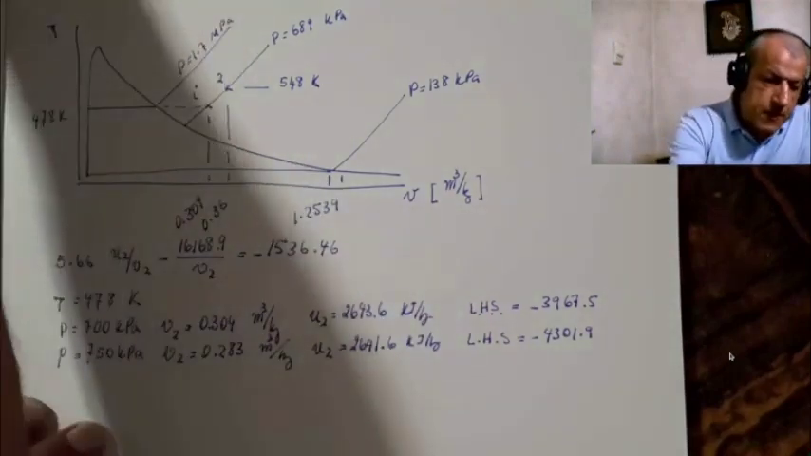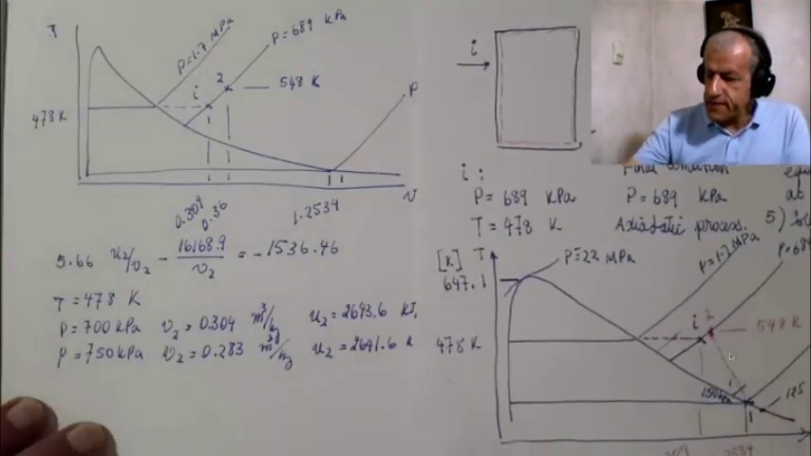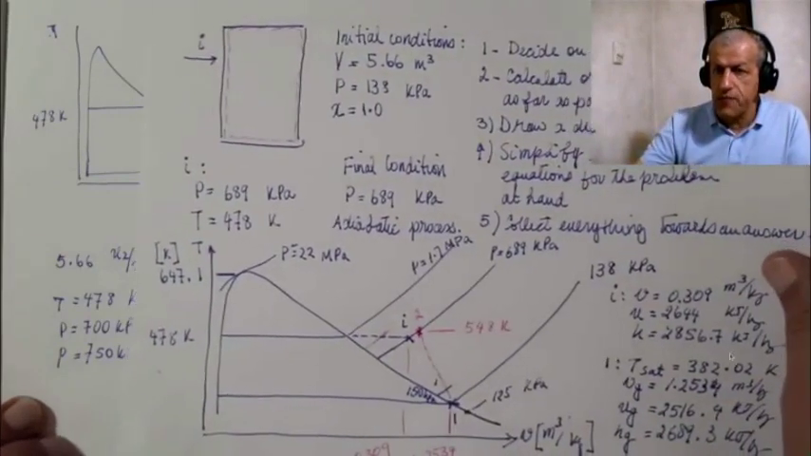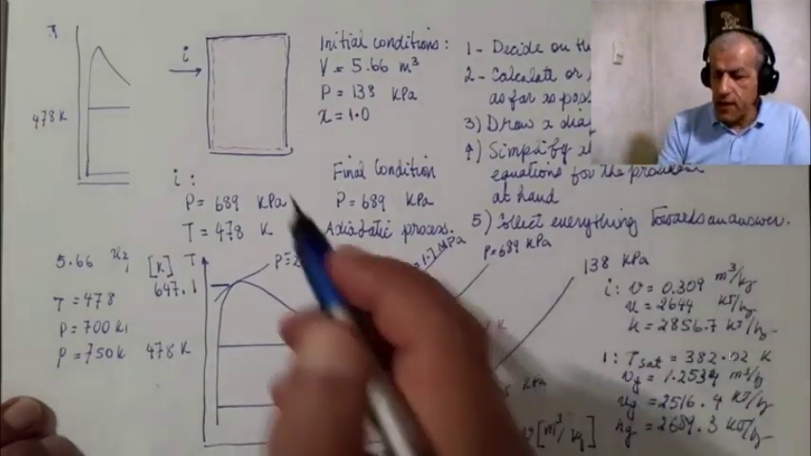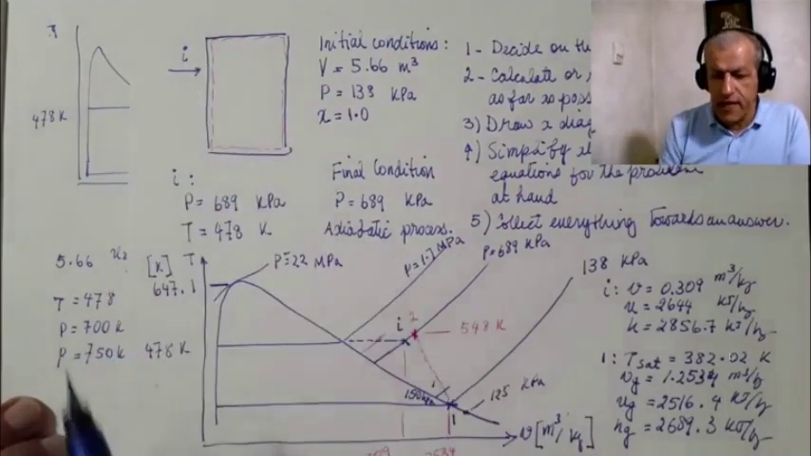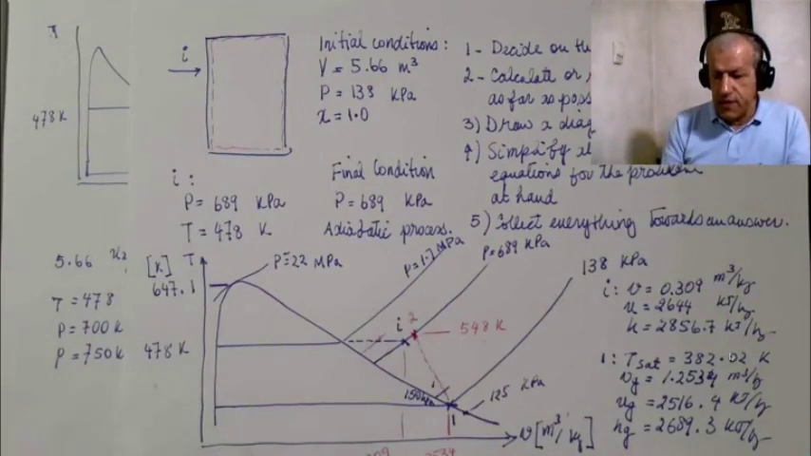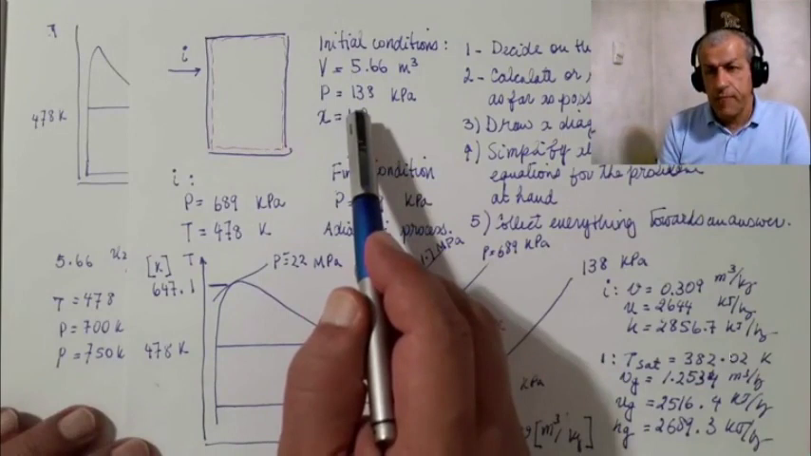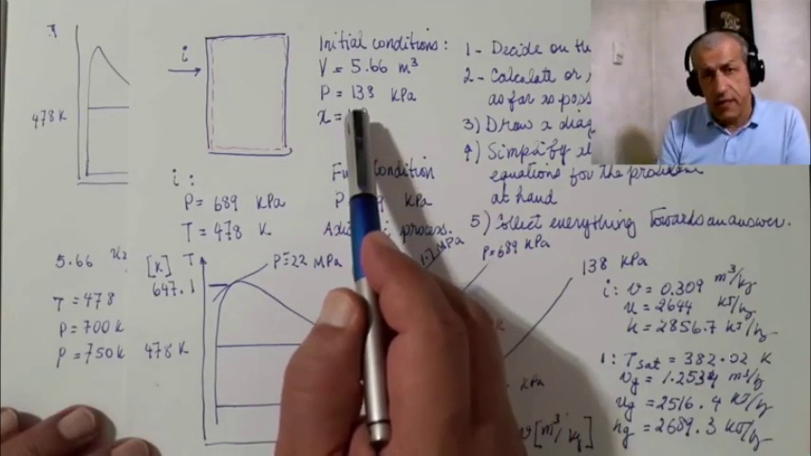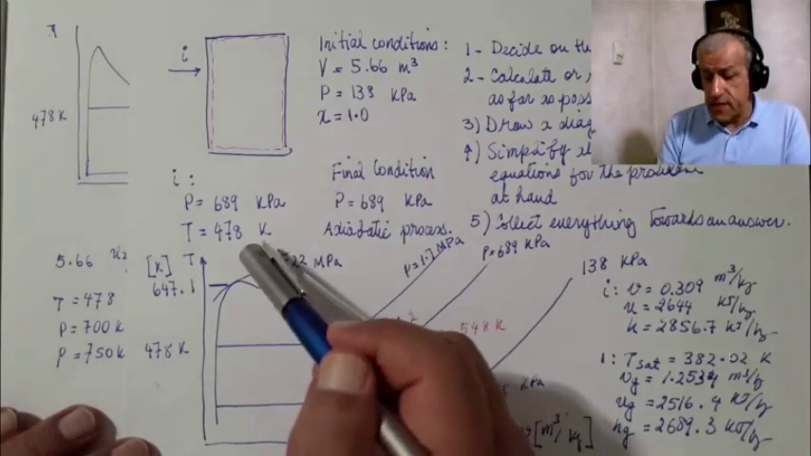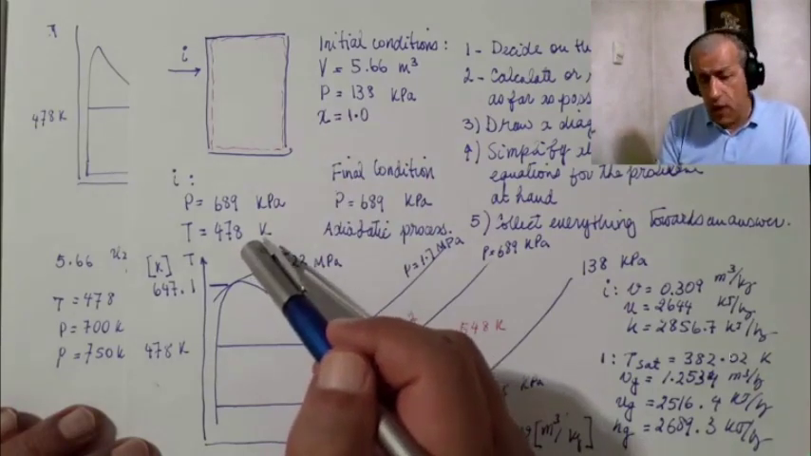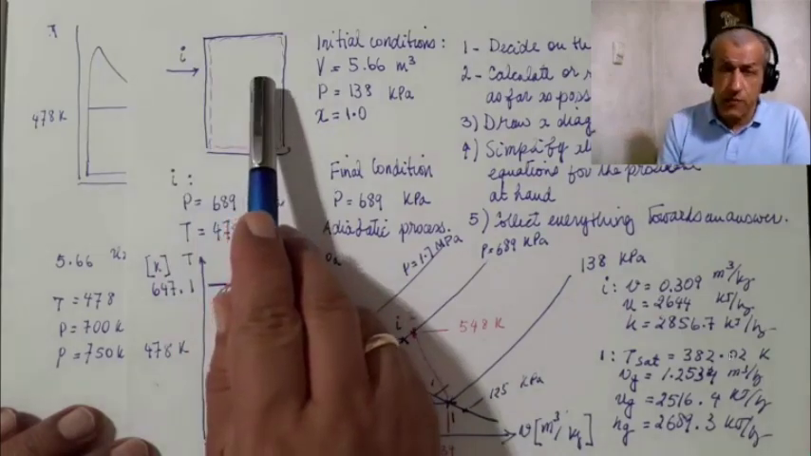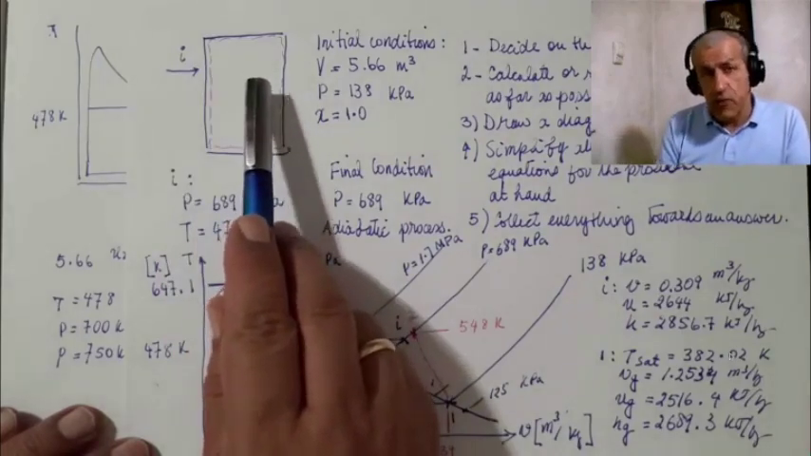You see, let's have another look at this problem. And the story is this. You have a line with 689 kilopascal entering a tank with 138 kilopascal. If the pressure inside the tank comes over 689, then there is no way that the steam from this line would enter this tank. It would be the other way around. In fact, the steam would go out of this tank.